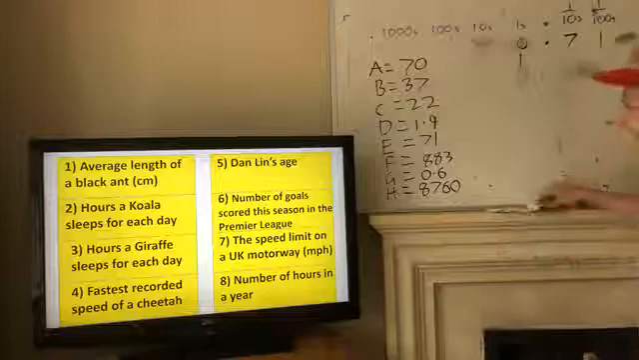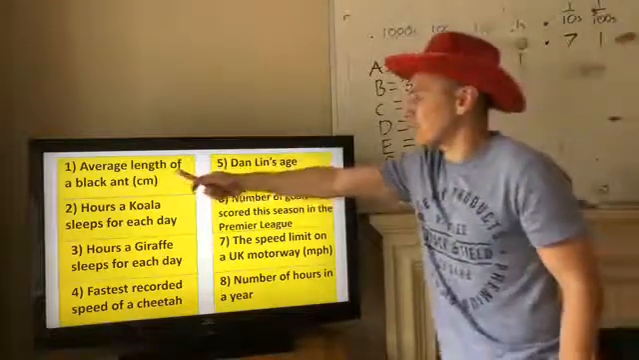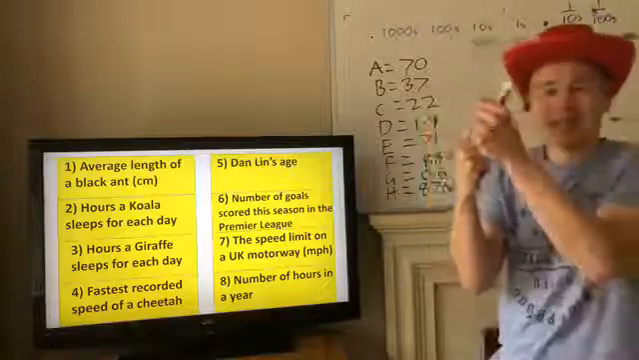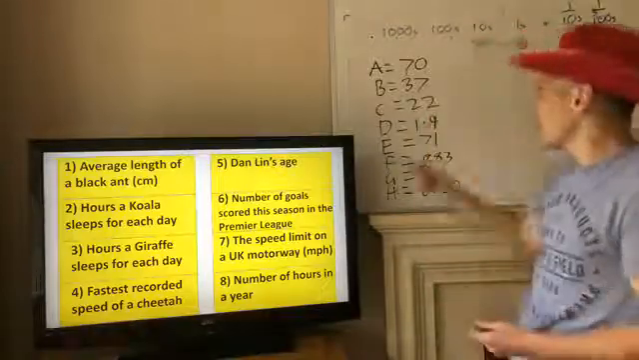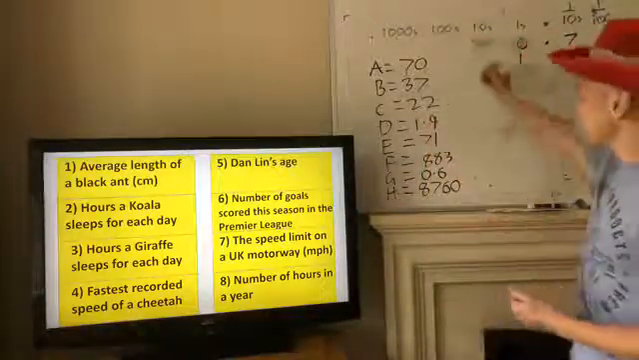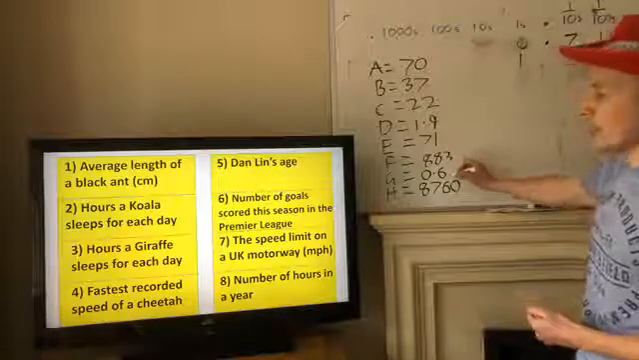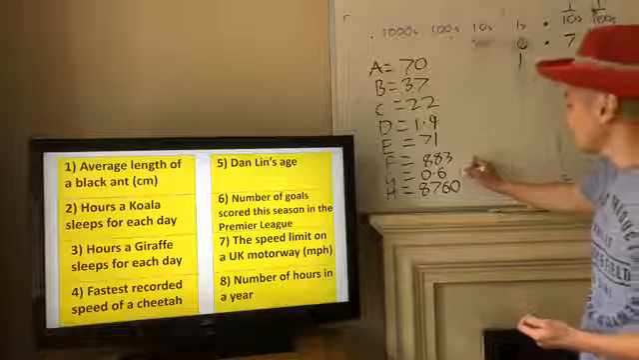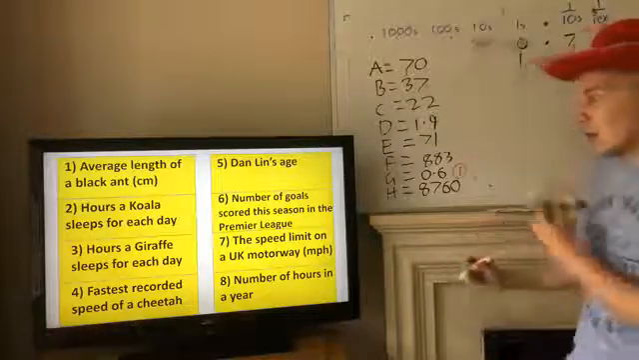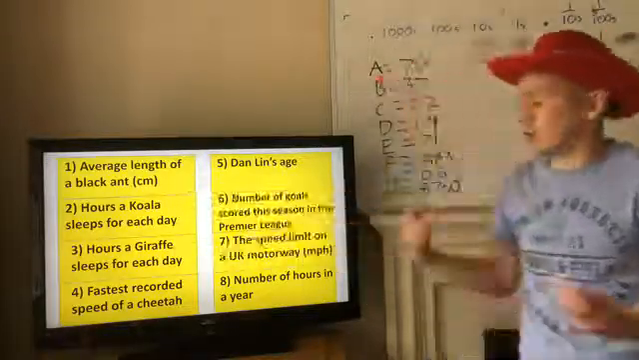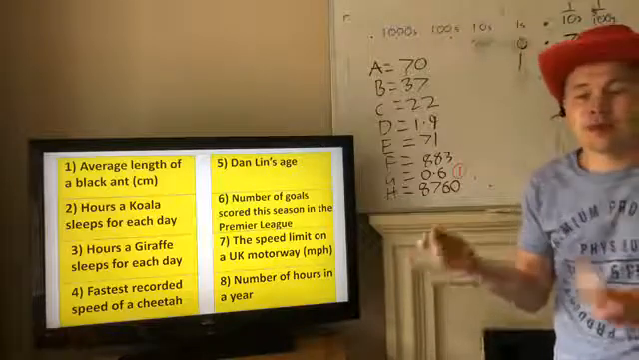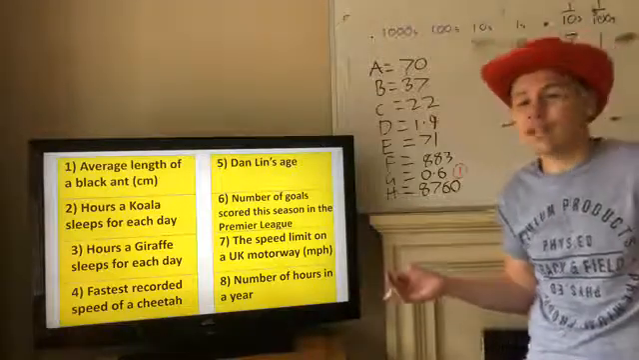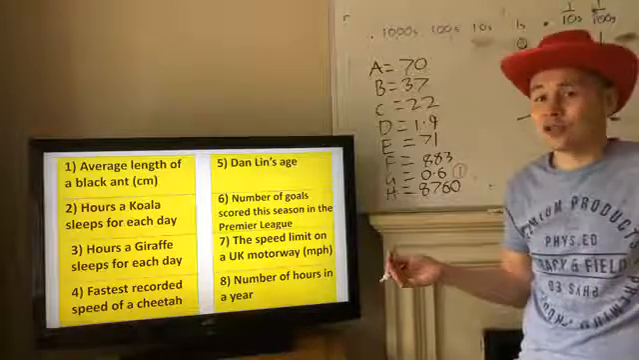So, first one, the average length of a black ant. An ant is definitely smaller than a finger, and if a finger is a centimetre, then it's got to be less than that. So the ant has got to be 0.6 centimetres, which is 6 millimetres. So this is number 1. Okay, number 2 and 3. So, they're about animals sleeping. They've got to be less than 24 hours. Which animal do you think looks more sleepy out of a koala or a giraffe?